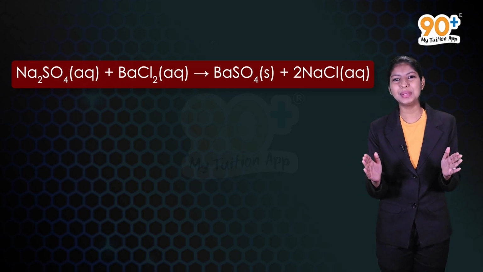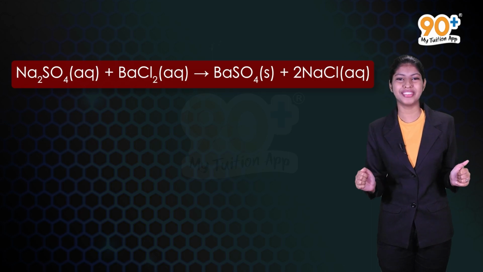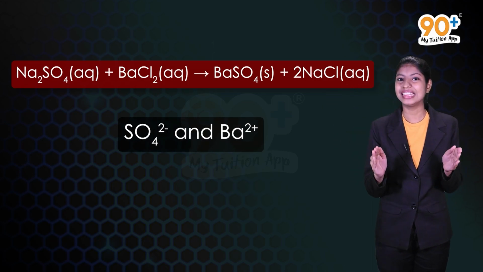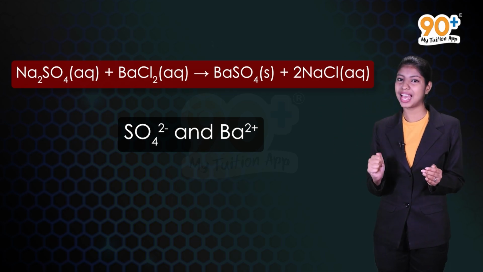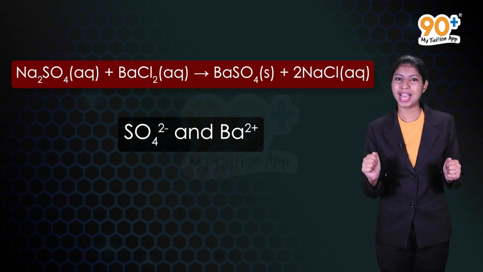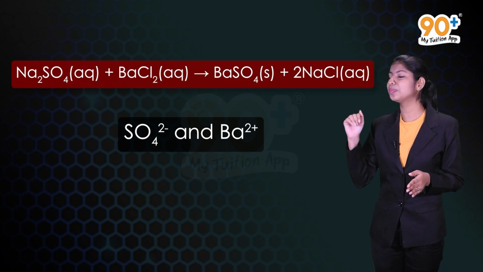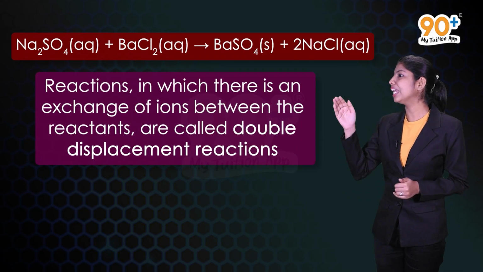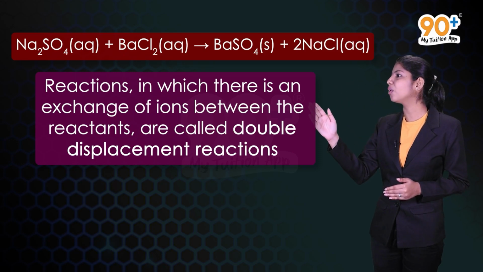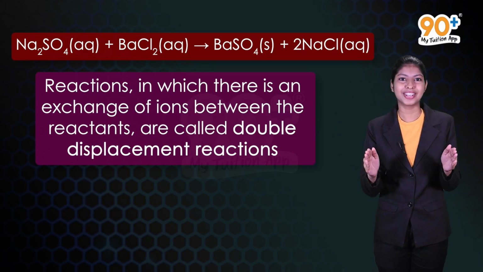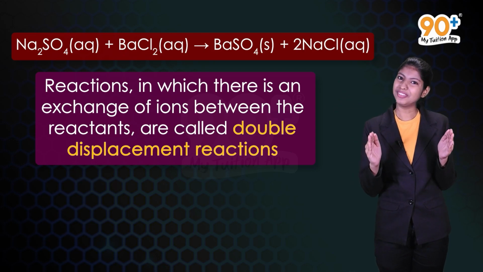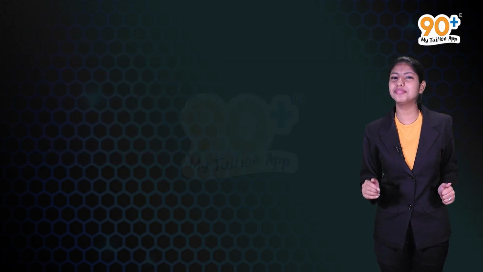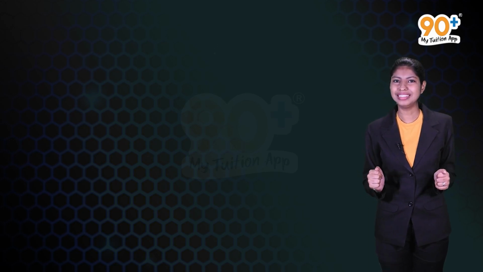Here, the white precipitate of barium sulfate is formed by the reaction of sulfate ions, that is SO4 2- ions, and barium ions, that is Ba2+ ions. So we can say that such reactions in which there is an exchange of ions between the reactants are called double displacement reactions. Can you give me one more example for a double displacement reaction?